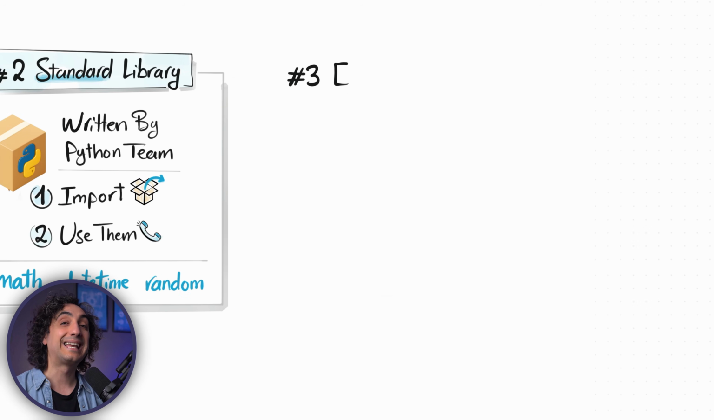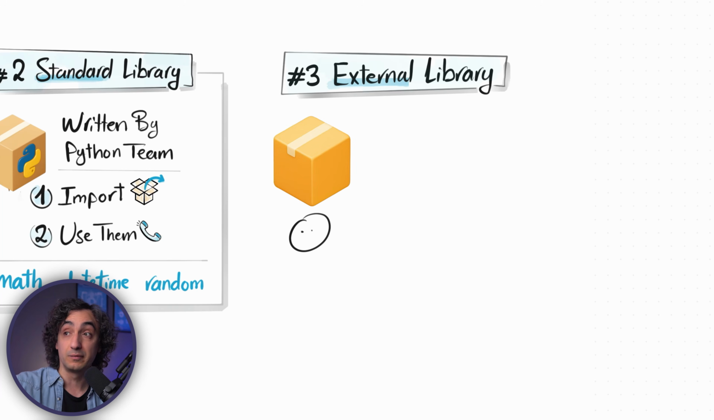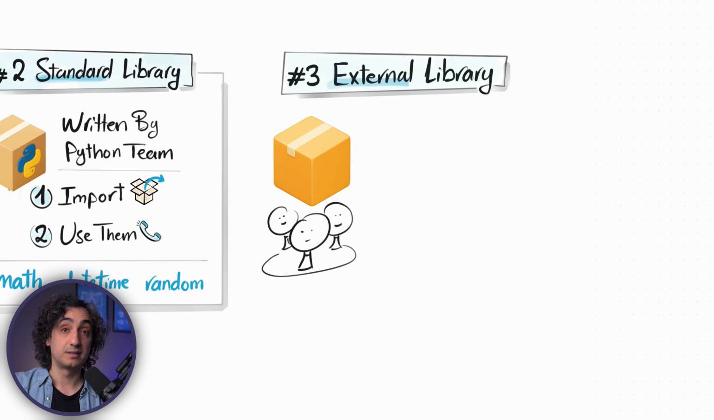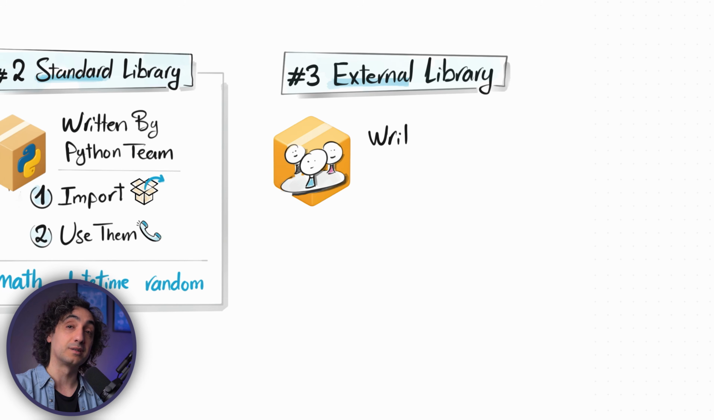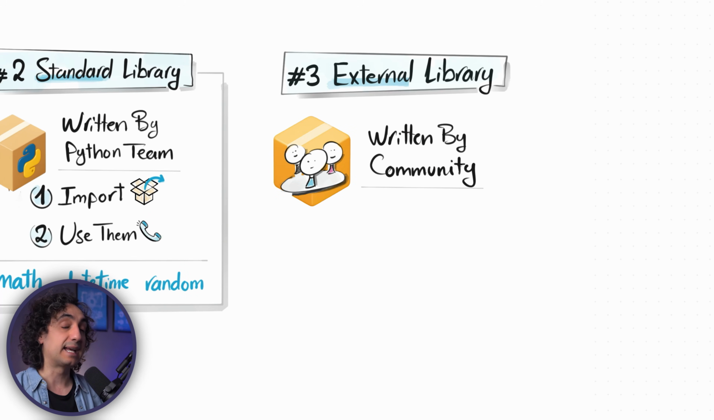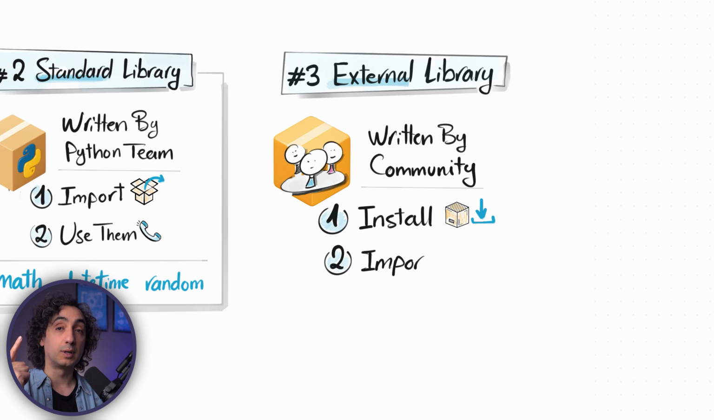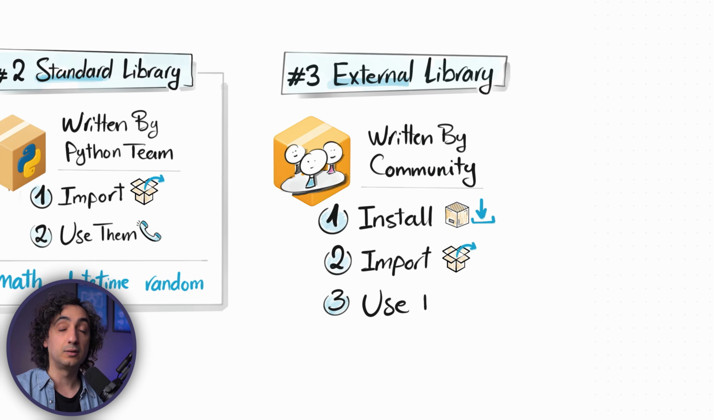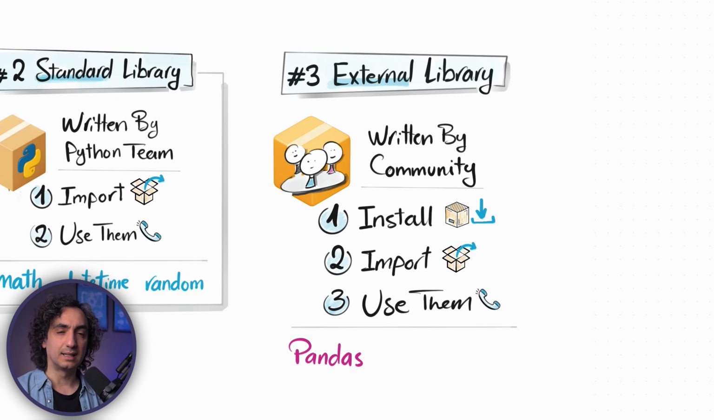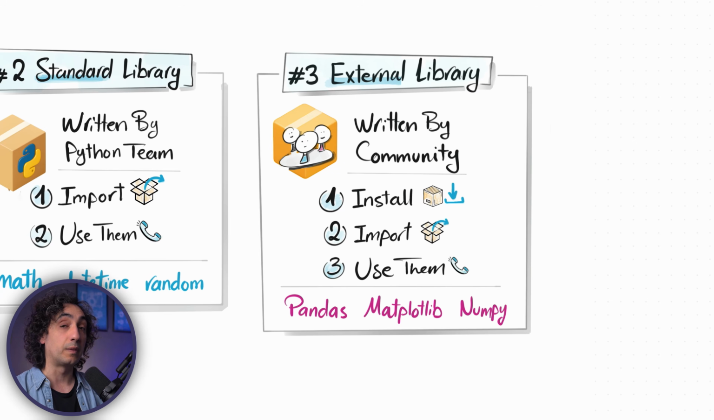Another source is called external libraries. These libraries are written by the community, by other developers, or maybe by companies, and they were nice enough to share them with us. Now, in order to use them, we have to do an extra step. First we have to install the external libraries because they don't come with Python, and then after that we have to import them, and finally you can start using their functions. There are a lot of famous libraries like pandas to do data analysis and to clean up the data. Another one is matplotlib in order to do data visualizations. We have numpy to work with numbers and arrays.